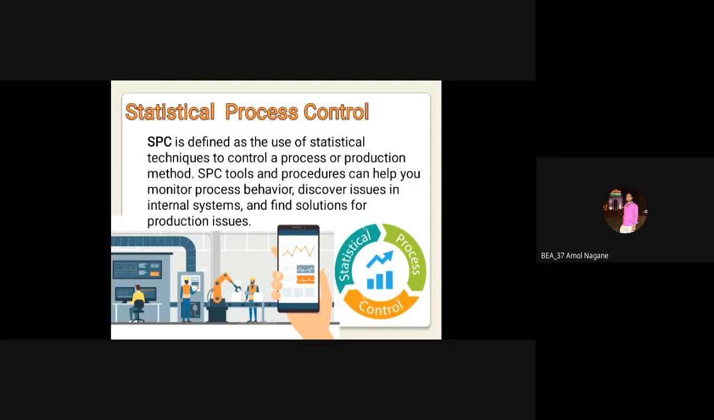SPC tools and procedures can help you monitor process behavior, discover issues in the internal system, and find solutions for production issues. Now in this picture, the first person is a controlling person, an observer. What is the role of that observer? He has different types of charts and outputs, and he is watching and analyzing the data.